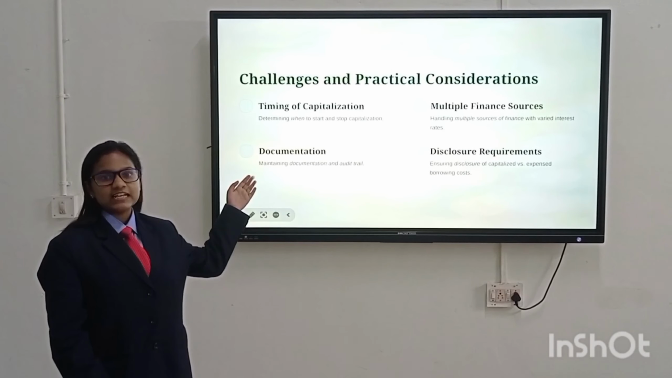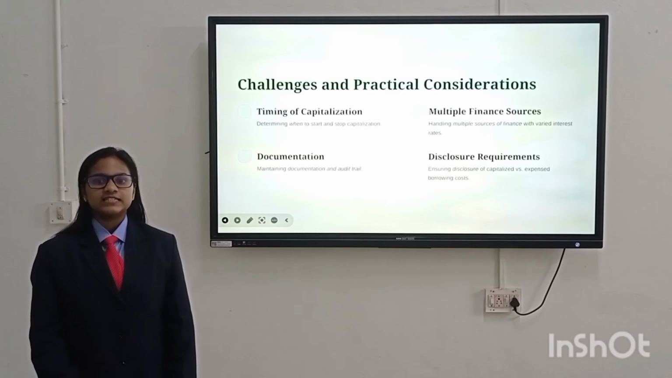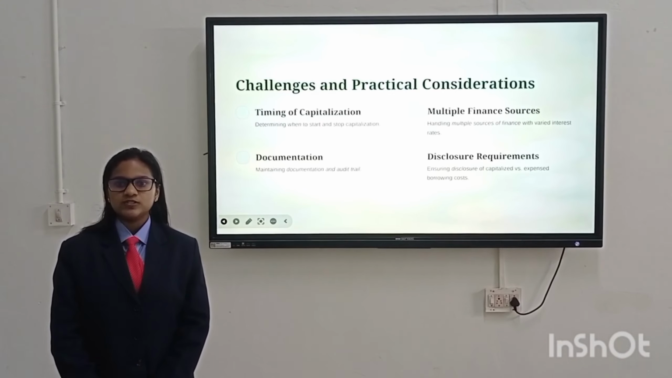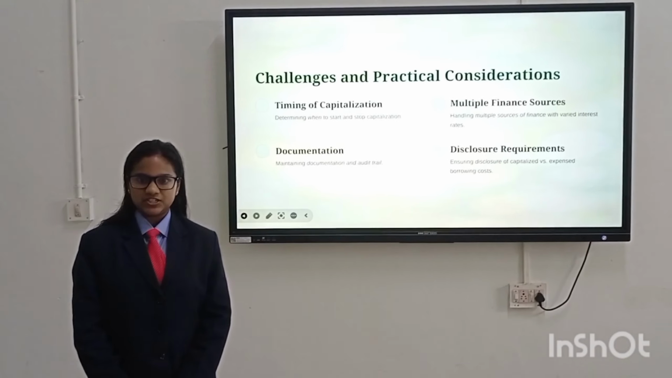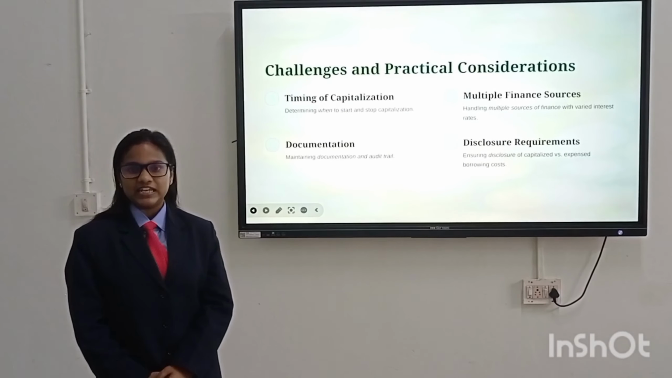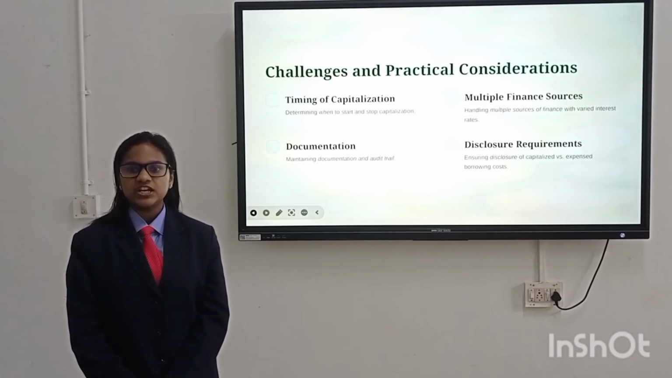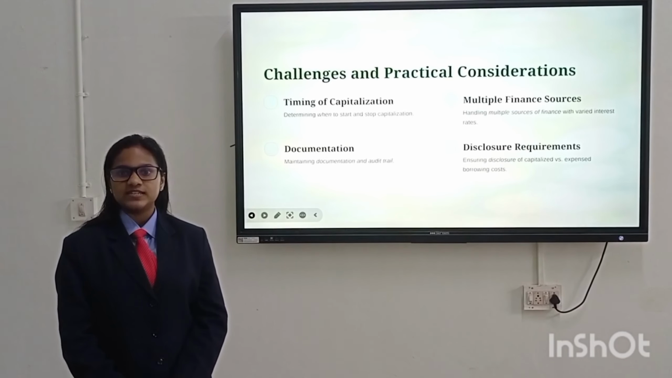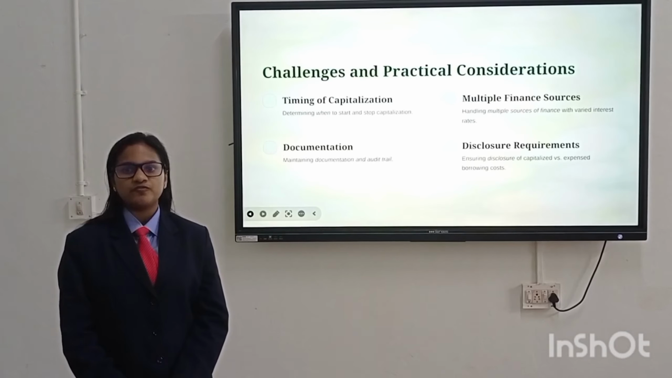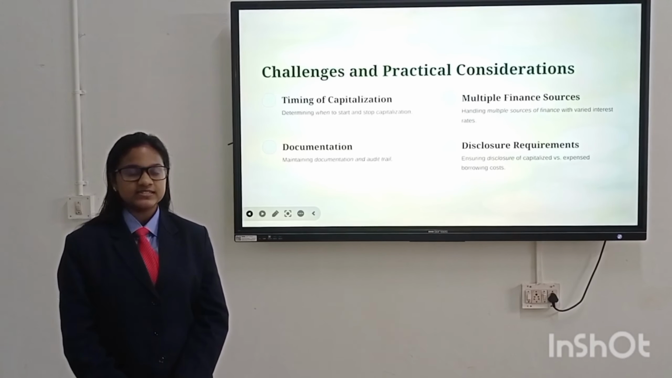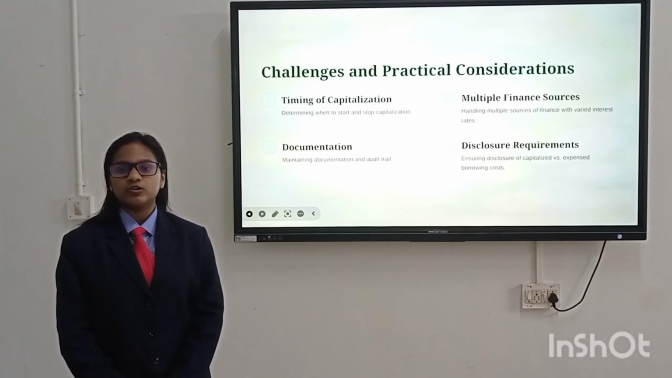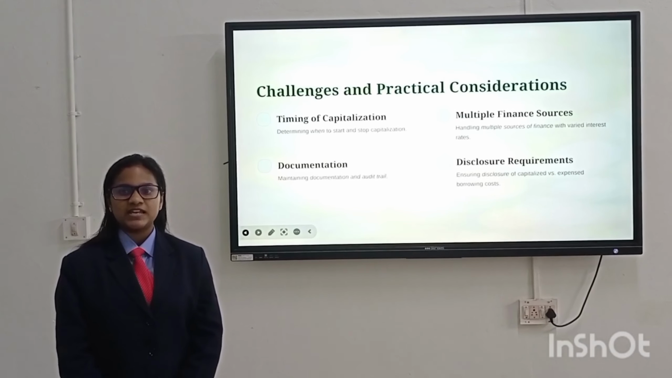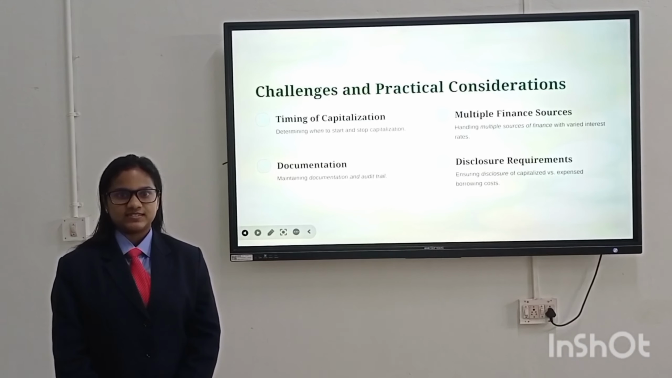Challenges and practical considerations. The first one is timing of capitalization: determining when to start and stop capitalization. The second one is documentation: maintaining documentation and audit trail. The third one is multiple finance sources: handling multiple sources of finance with varying interest rates. The fourth one is disclosure requirements: ensuring disclosure of capitalized versus expensed borrowing costs.